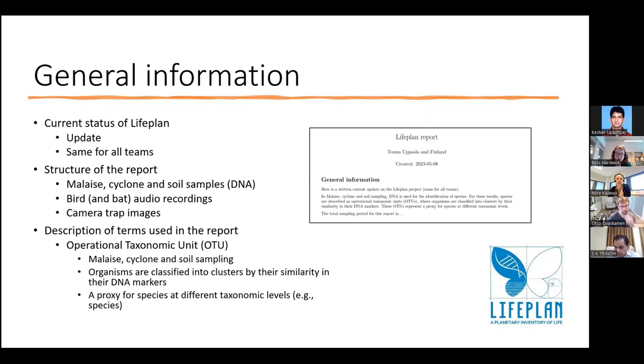For example, today I already used this term operational taxonomic unit, OTU, which is used when we identify the DNA samples. So it's relevant for the Malaise, trap, cyclone, and soil sampling. And it means that the organisms might not be identified to species level, so they are classified into clusters according to their similarity by the DNA markers. And these OTUs are then used as a proxy for species or at different taxonomic levels, for example, orders. So this OTU is a term that you can already see today.